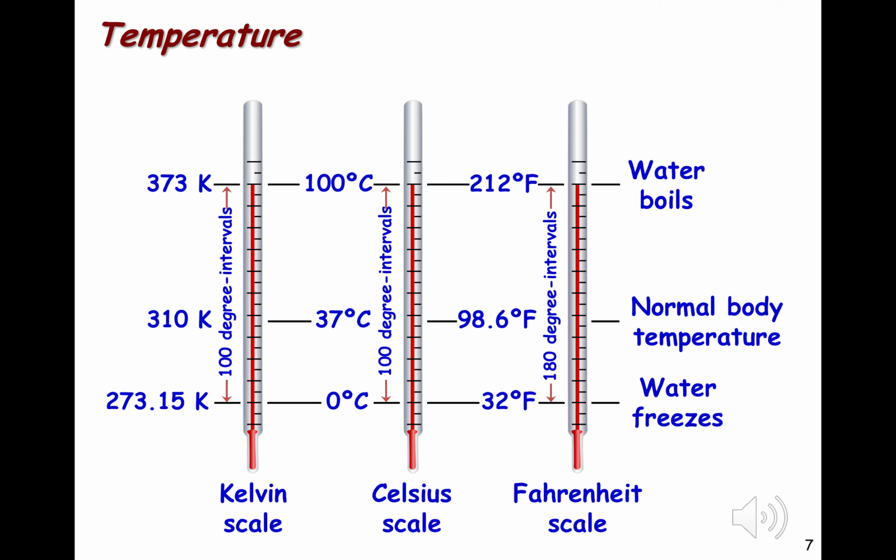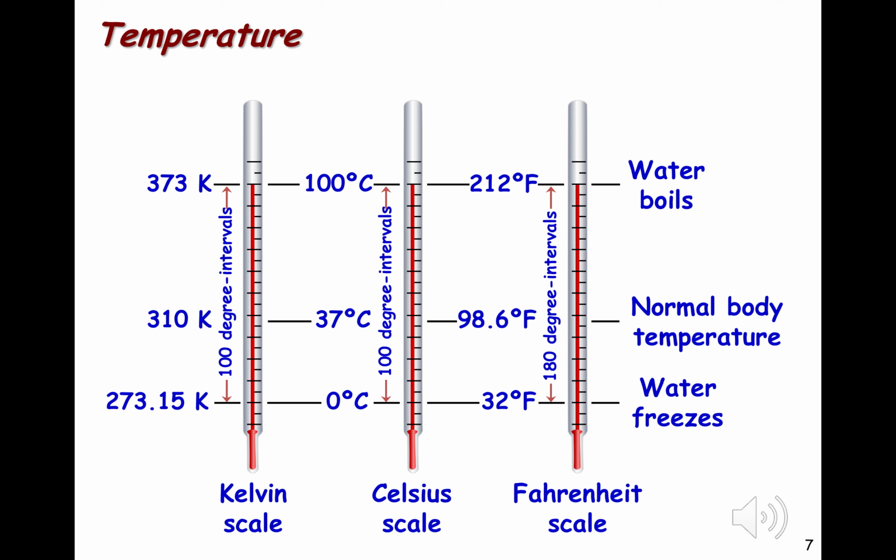The Kelvin scale was devised to avoid the possibility of having negative numbers, and so the 0 point was set at the absolute lowest possible temperature, absolute 0. That then corresponds to the freezing point of water being 273.15 Kelvin, and the boiling point then is 100 degrees higher than that, because the size of a degree Kelvin and the size of a degree Celsius are exactly the same.